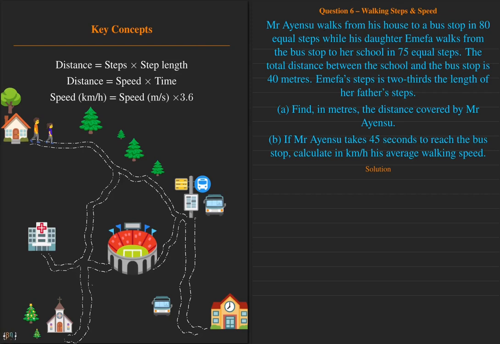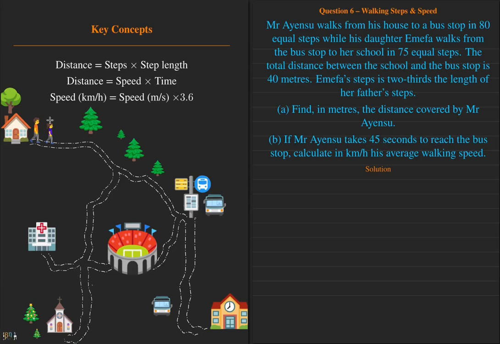So let's look at the question. It says Mr. Ayensu walks from his house. I've done a little sketch here. This is Mr. Ayensu. He walks from his house to a bus stop in 80 equal steps, while his daughter, Emefa, walks from the bus stop to her school in 75 equal steps. So they both walk together to this bus stop, right? The man does so in 80 equal steps.